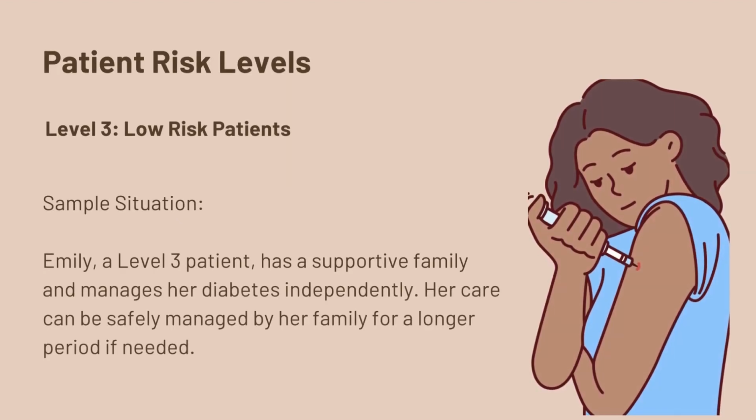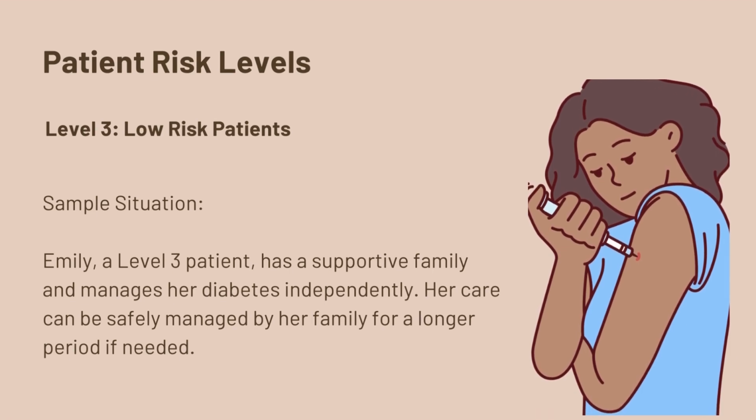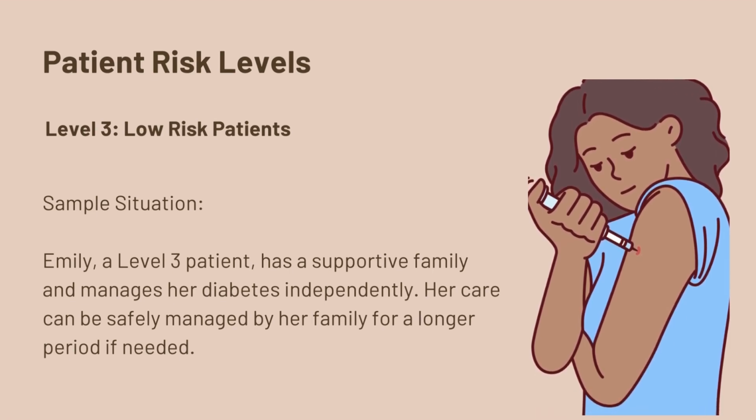Let's move on to level 3: Low risk patients. Low risk patients are stable and have access to informal support. They may have family or caregiver support systems in place. Examples include patients with less complicated wound care, those who are mobile and independent in functioning, and those who can manage and administer their medications. Let's look at the example situation.